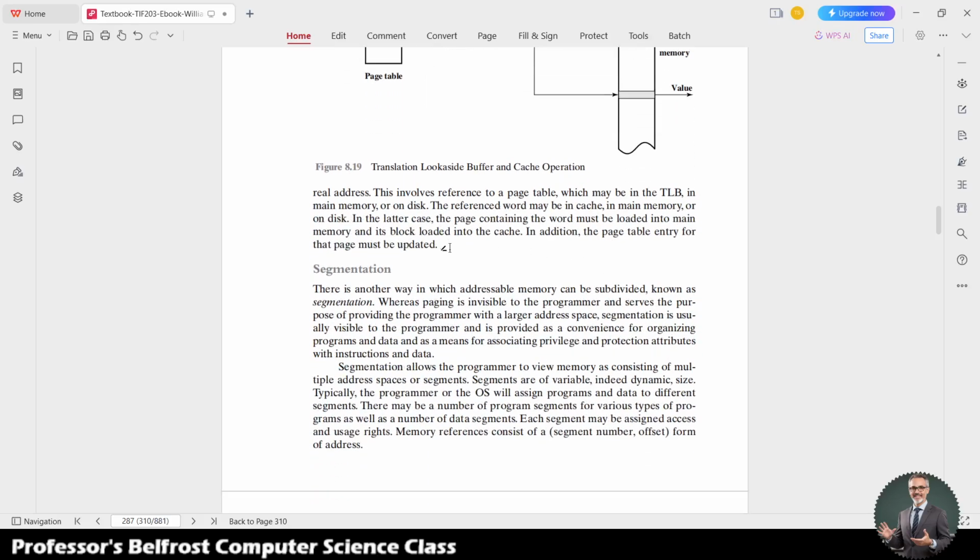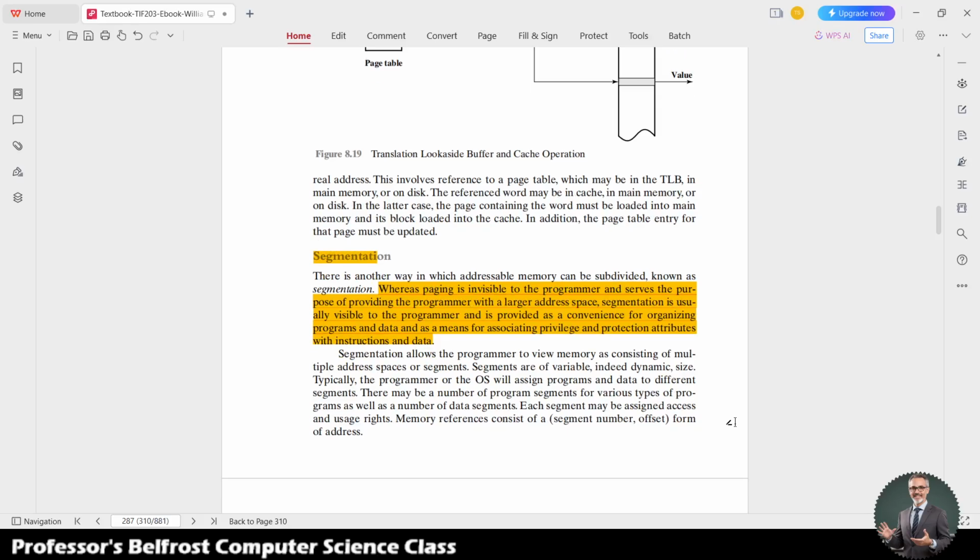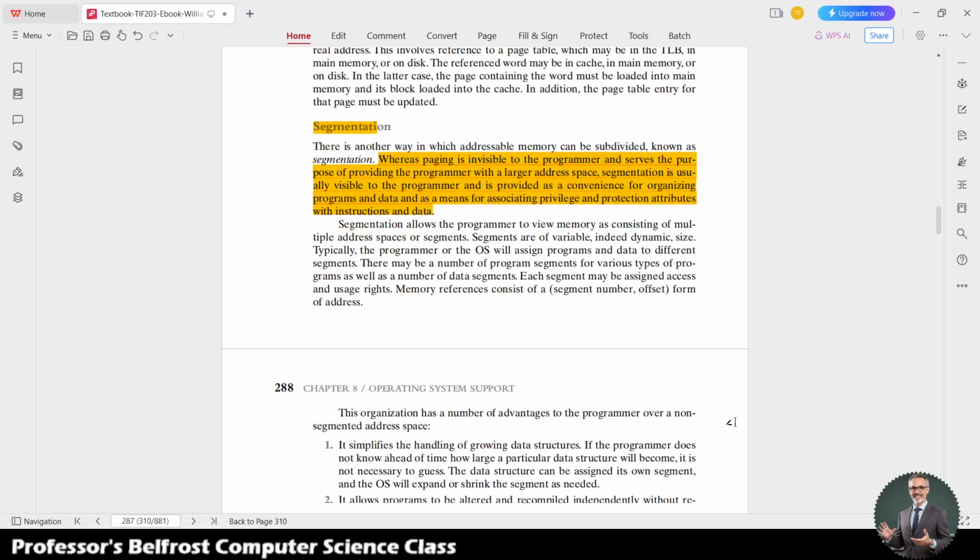Yeah, segmentation. Okay, so this is another way in which addressable memory can be subdivided, which is called segmentation. Whereas paging is invisible to the programmer and serves the purpose of providing the programmer with a larger address space, segmentation is usually visible to the programmer, and it's usually provided as a convenience for organizing programs and data, and as a means of associating privilege and protection attributes with instruction and data.